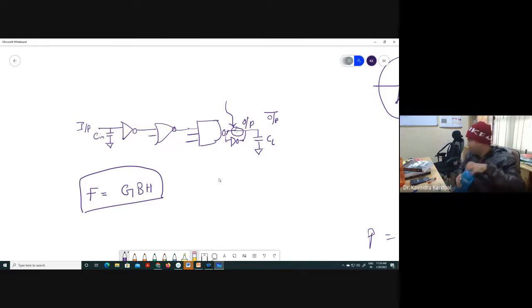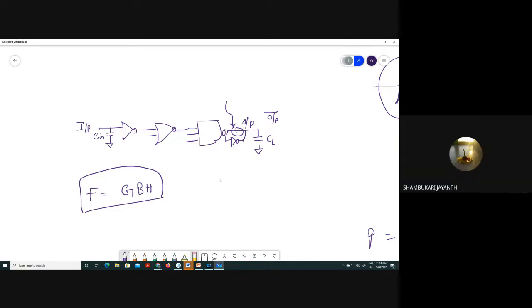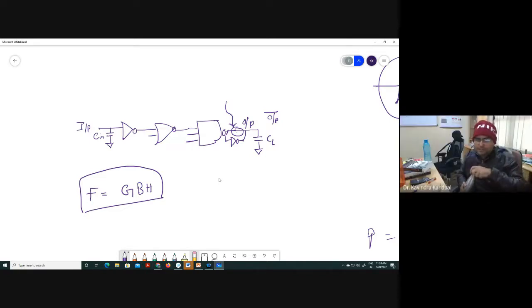then is it still the same? Same. So can I generalize one statement now? If in a path you are adding inverters, it is not going to change your path effort F. Correct or not?